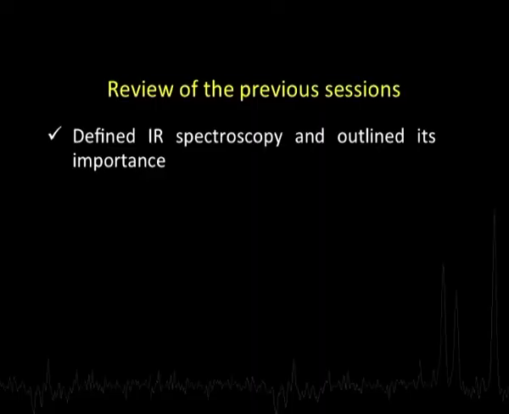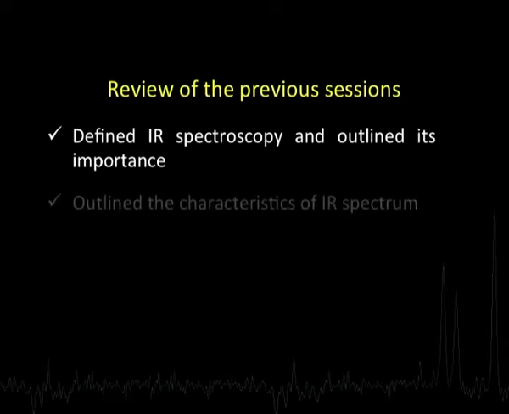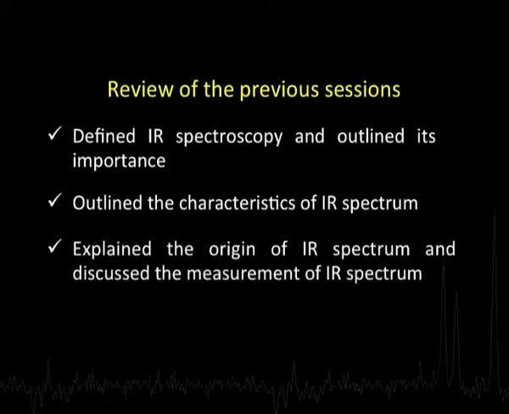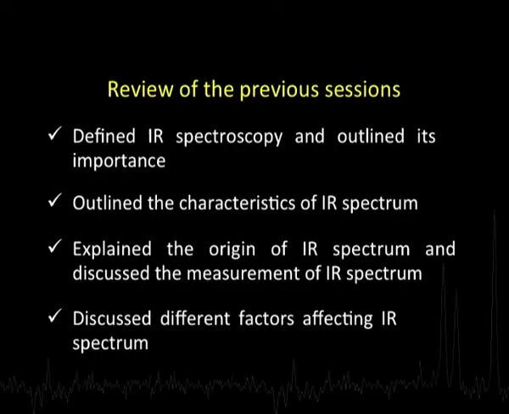What we have done so far is that we started by defining IR spectroscopy and outlined its importance. Thereafter, we looked into the IR spectrum and outlined its characteristics. Having done that, we explained the origin of the IR spectrum, went into a little theory, and discussed the measurement of the IR spectrum. We talked about what kind of instruments are used, what kind of sample handling is done, and things like that. Then we discussed something very crucial in the previous session, the different factors which affect the IR spectrum, because that is actually the basis for today's session, the structure spectrum correlation.